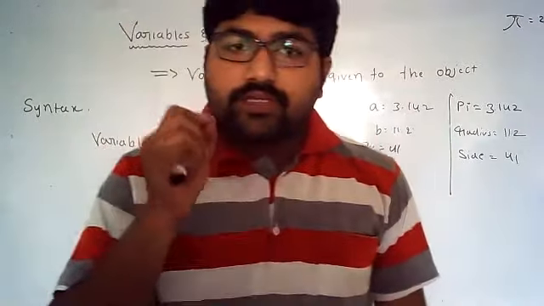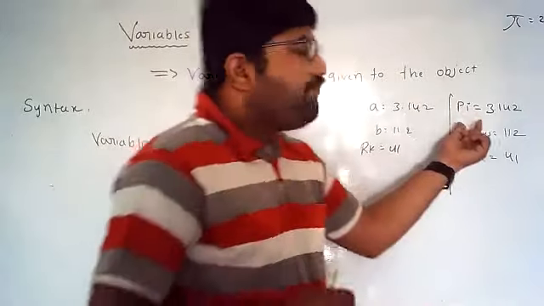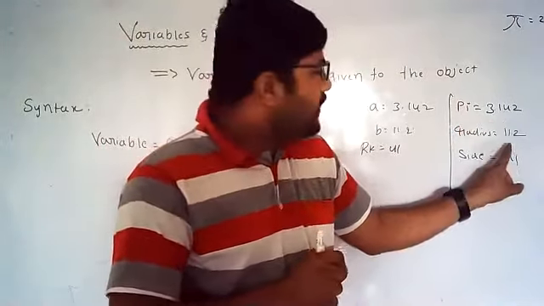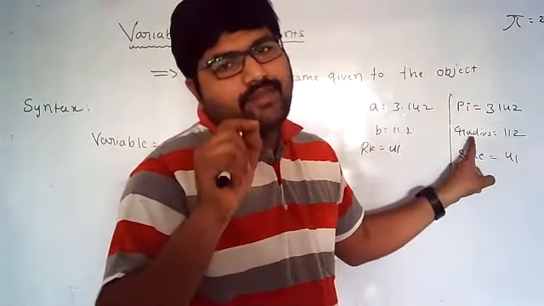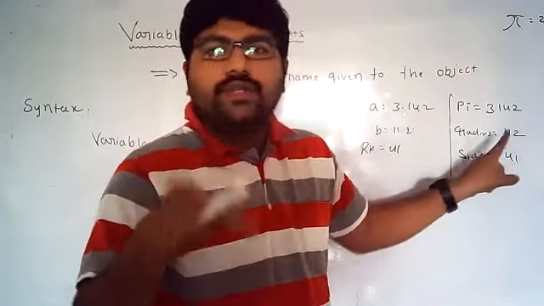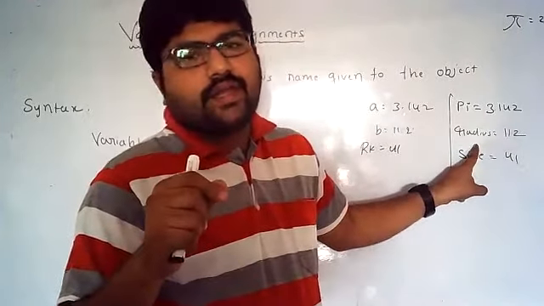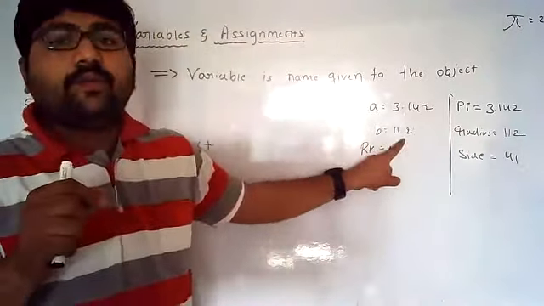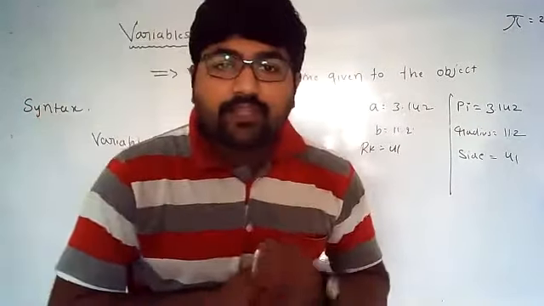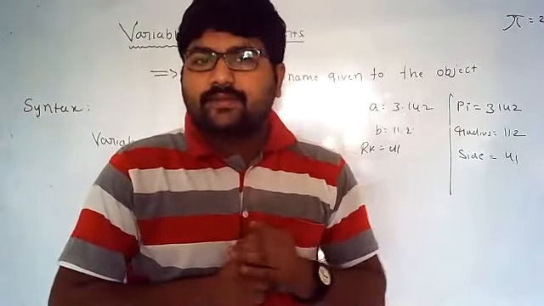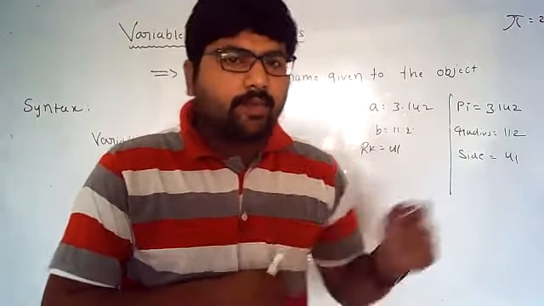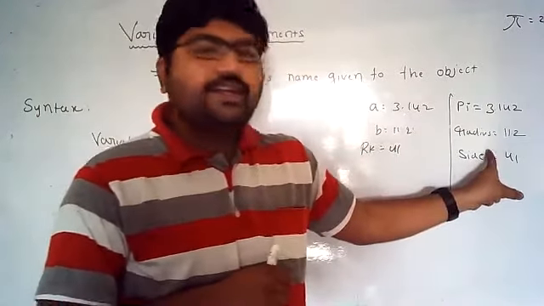Good programmers always write pi, that has a meaning. What does radius say? 11.2 is the radius of a circle. What will you understand? 11.2 is the radius of a circle. Here, 11.2 is the value of b. But why are you writing the program? To find out the area of a circle. You are writing a program to find the area of a circle, but here you should not give b. What should you give? Give radius.